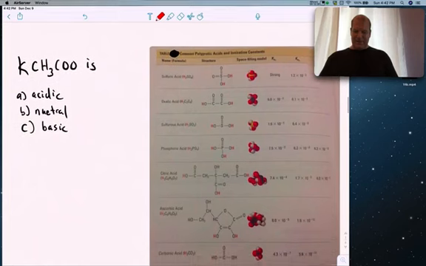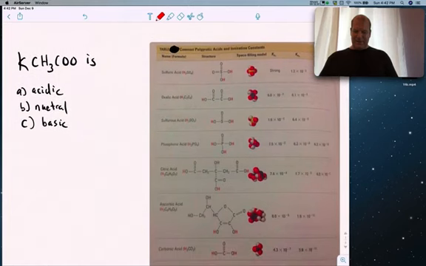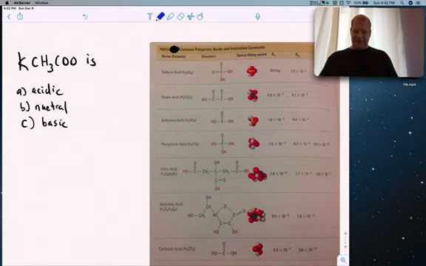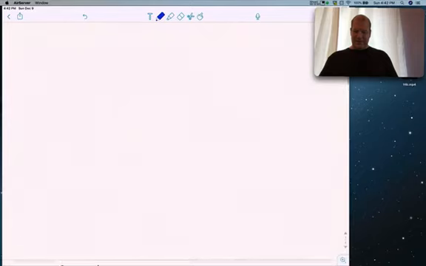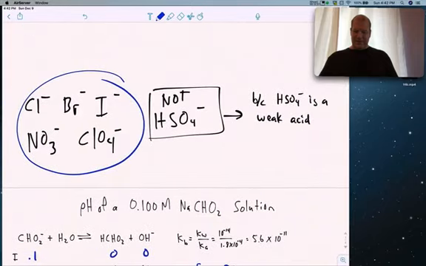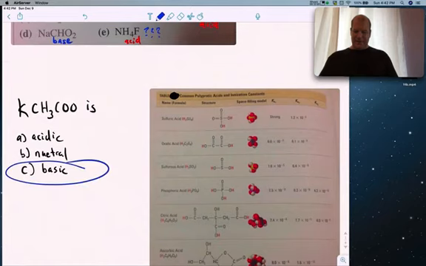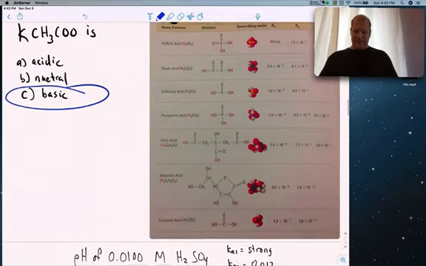Let's see if you can follow. Potassium acetate. Is this acidic, basic, or neutral? What is potassium? Potassium is from the strong base potassium hydroxide. It's an alkali. Acetate is not any of these ions, right? Acetate is not one of those. Therefore, it's not from a strong acid. So we have a strong base and a weak acid. This is a basic salt.